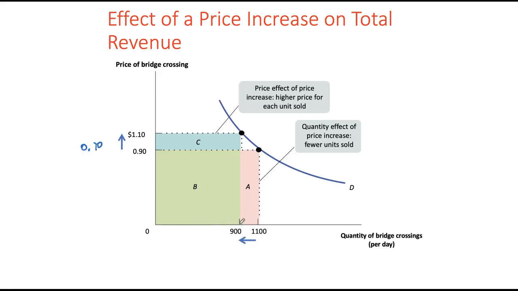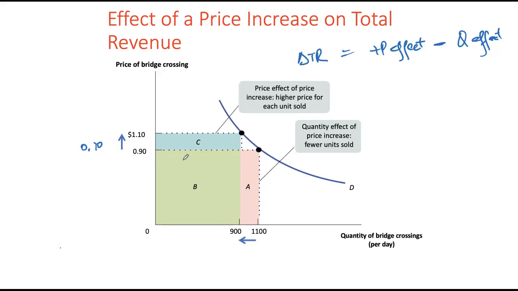So the sold units are now 900. And area C is indicating this additional revenue because of the higher price being charged. So there are two opposite effects on revenue. Total revenue is increasing because of the price effect, because I'm charging a higher price, and total revenue is decreasing because of the quantity effect. Because in this particular scenario, as price has gone up, I've lost some sales. So area A is the overall loss in revenue because of lower quantity, and area C is the gain in revenue because of higher price received by the sellers.